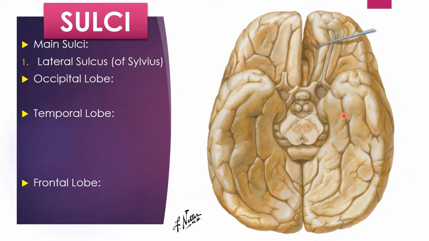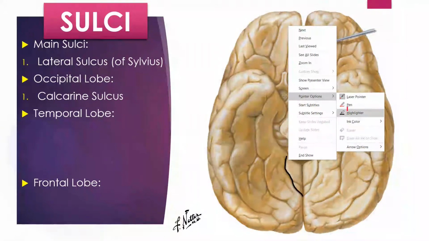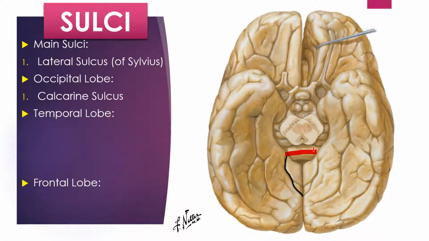Occipital lobe will not be much presented in the inferior surface mainly, but the calcarine sulcus can be visible somehow, which is arising near the splenium of the corpus callosum. This is the splenium of the corpus callosum. So arising near the splenium of the corpus callosum will arise the calcarine sulcus, and midpoint will be met by the occipitotemporal sulcus. Okay. Mainly the temporal lobe and frontal lobes are present on the inferior surface.